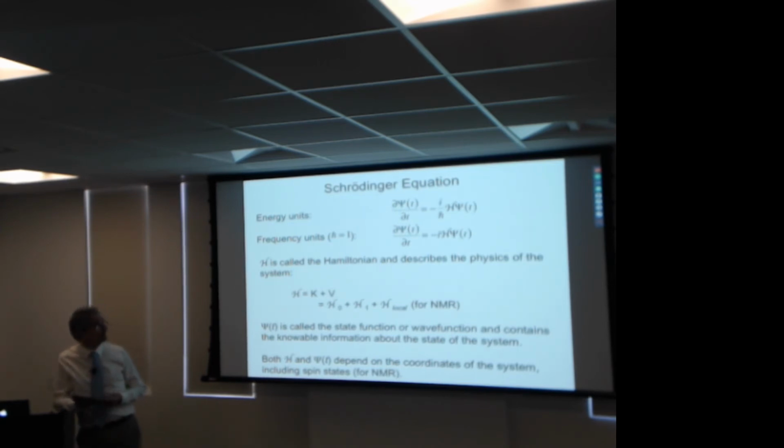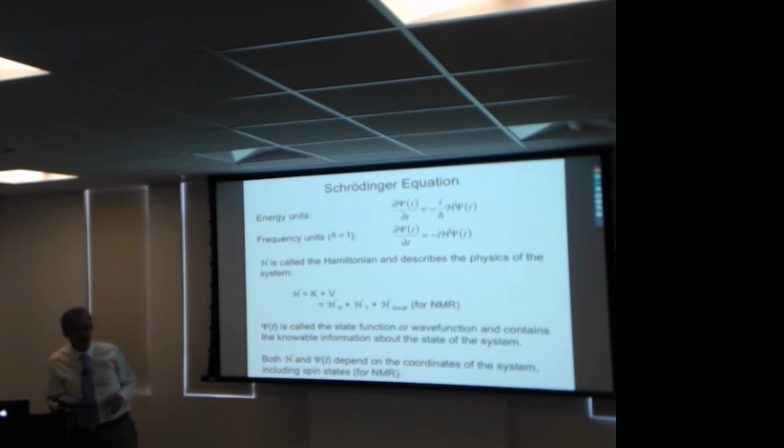Okay, so the quantum mechanics starts with the Schrodinger equation, just as one might expect. And the Schrodinger equation has h bar in it. And we will assume h bar is equal to 1 most of the time, so we hide h bar. And that essentially means that we work in units of frequency.